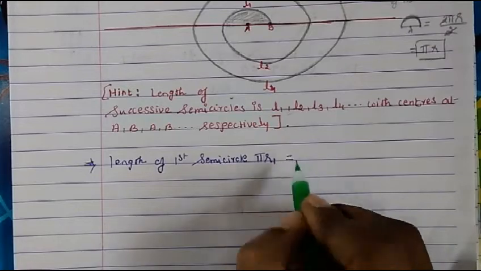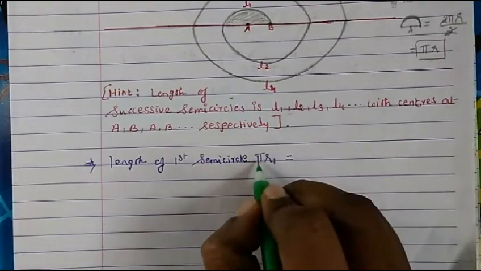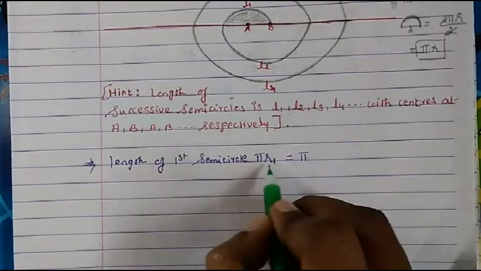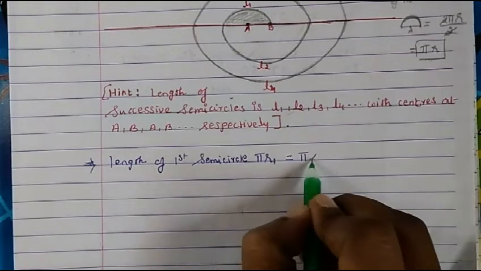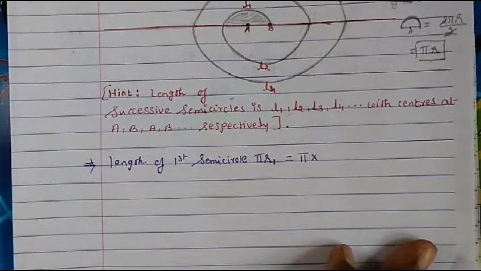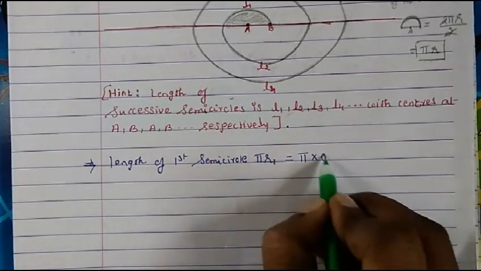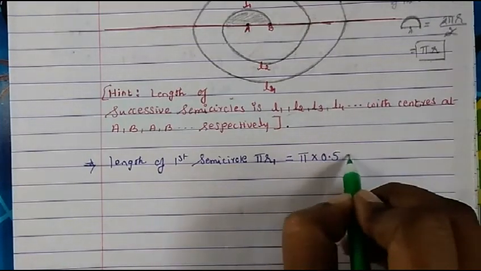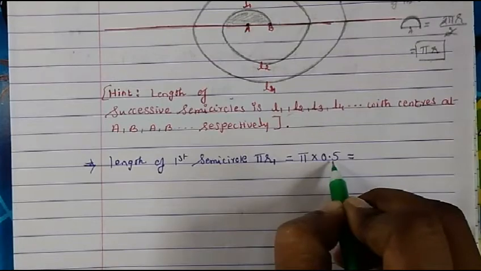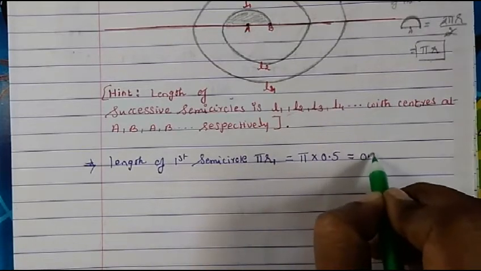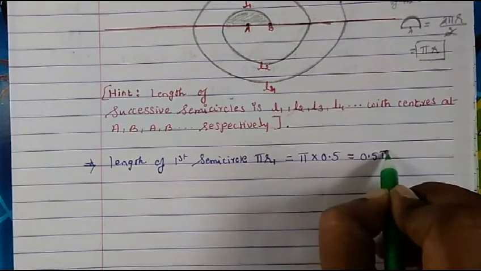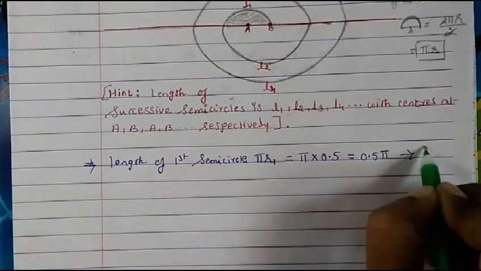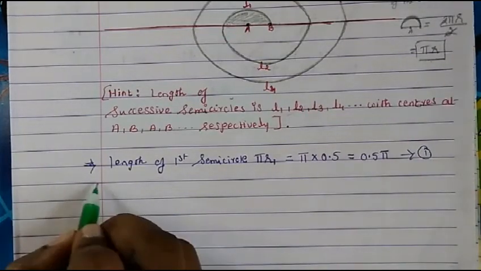So pi value we write as pi. The R value, the radius, is given to us. Already we saw that 0.5 is the radius. So when you multiply this, we will get 0.5 pi. So this is our first equation.